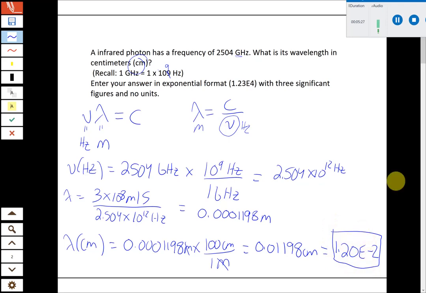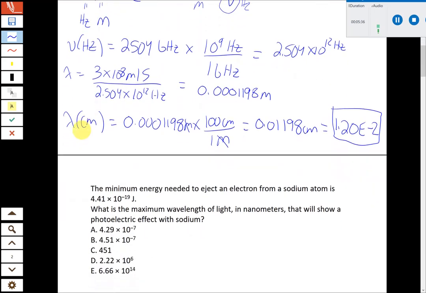All right, but the main important thing is to make sure you know how to do the problem correctly. Obviously, following the Blackboard instructions is important too. All right, so that's how we did that one. That's just conversion between wavelength and frequency.